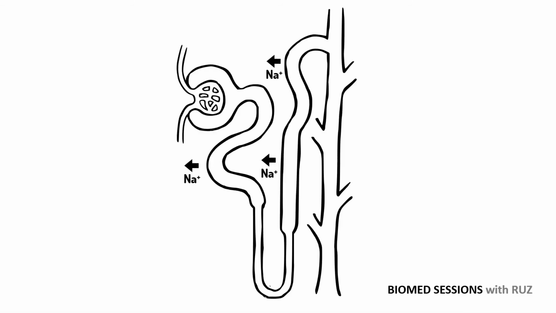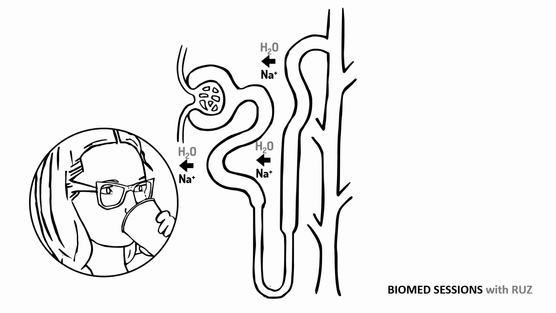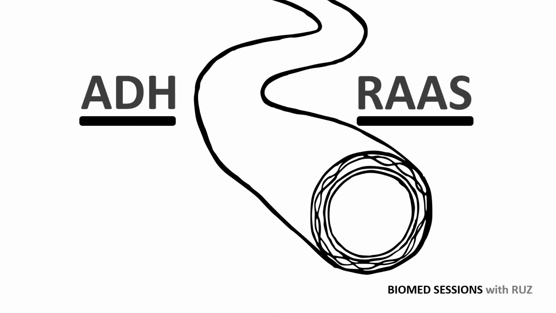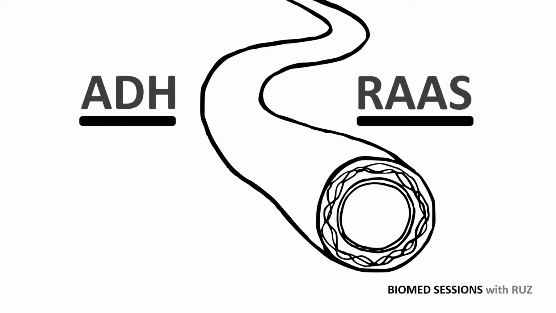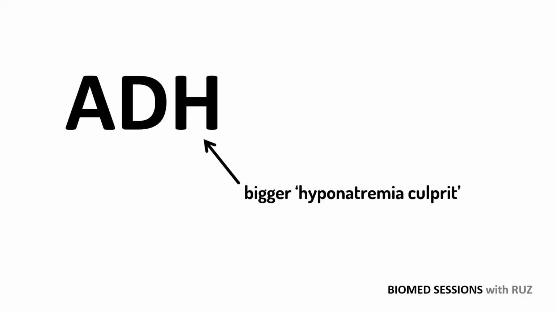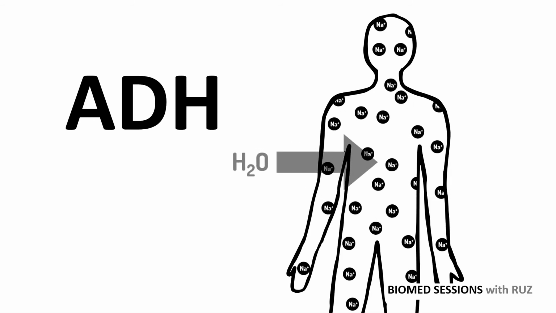RAAS increases sodium reabsorption back into the body from the kidney, and naturally where sodium goes, water follows. Note, it can also stimulate thirst, compelling people to drink more fluid. Both RAAS and ADH are additionally involved in constriction of blood vessels to increase blood pressure. ADH is often the bigger culprit in hyponatremia, as it is not involved in sodium reabsorption, rather dilutes the blood sodium content with free water, i.e.